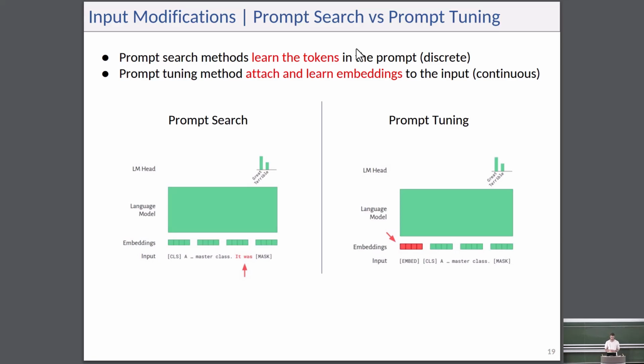So prompt search wants to learn the language tokens in the prompt, so this is a discrete search, so that your performance gets better. And prompt tuning instead says, probably natural language doesn't give you the optimal prompt for your model. Let's just learn a continuous one. So it says the optimal prompt is not made of an embedding that comes from words that are understandable to us. And we'll start with prompt search.